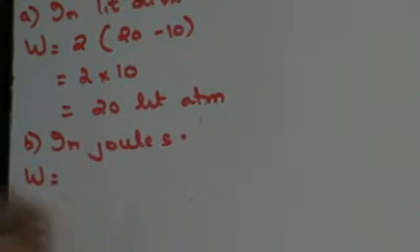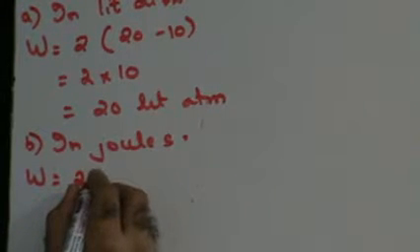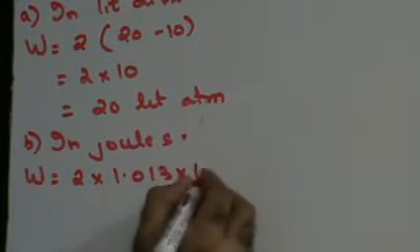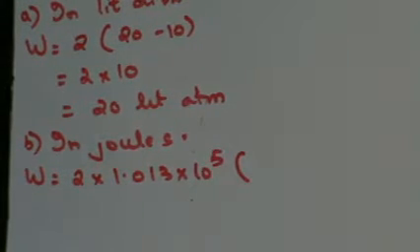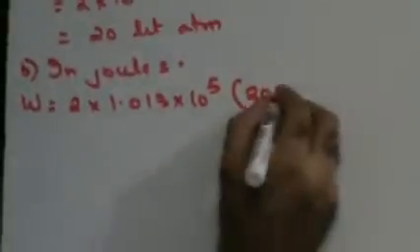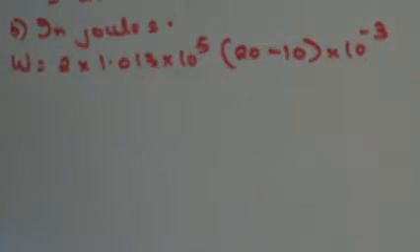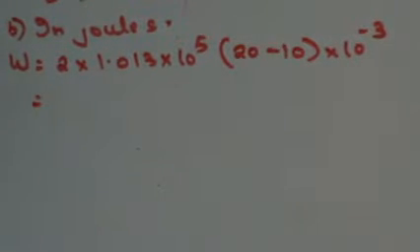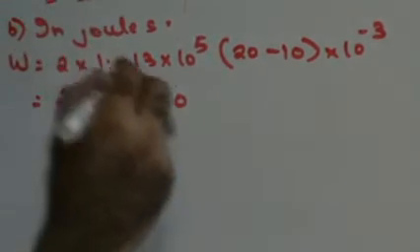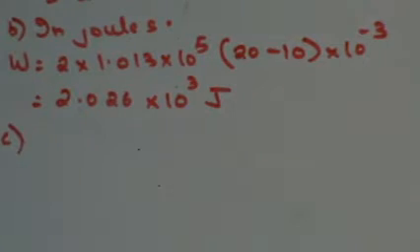So work is pressure. Now pressure in newtons, when you want it in joules, you'll have to take the units of pressure in newtons. So 2 into 1.013 into 10 raised to 5, and let's see this volume. The volume will be in meter cube. So this will be nothing but 20 minus 10 into 10 raised to minus 3. So when you multiply this, you will get this answer as 2.026 into 10 raised to 3 joules. That's how you find out the work done in joules.